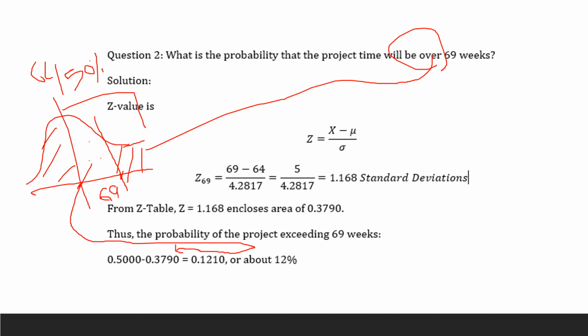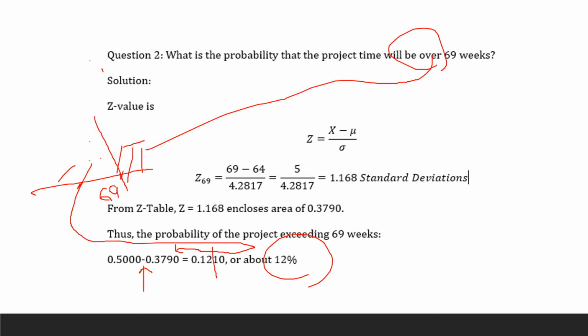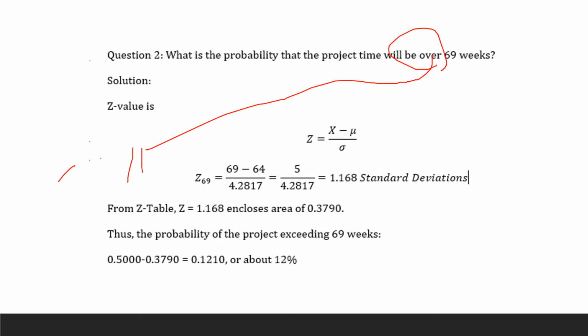So 50 is from here to here, the whole thing, and then that is this thing, so therefore we get the area over 69. You subtract it right here, and you get 0.1210, and that's about 12%. Now I'm going to go back here and erase this. This is a little bit difficult to erase, but that's all right.